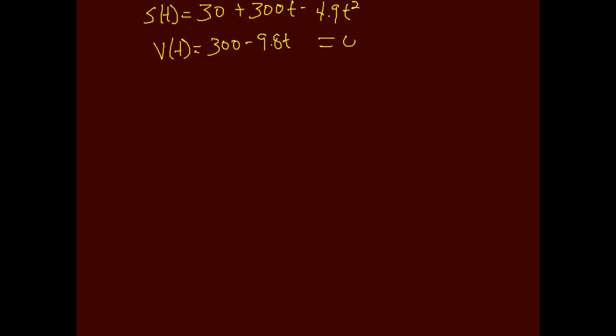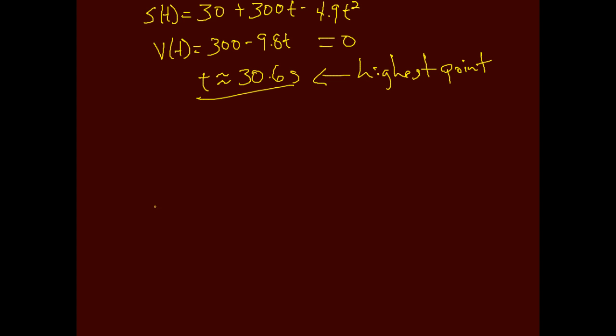Well, that happens when this is equal to 0. And so that happens when we have 300 divided by 9.8, which is approximately 30.6 seconds. Okay, so this is the time that it's at its highest point. And so we want to evaluate our position function at its highest point.